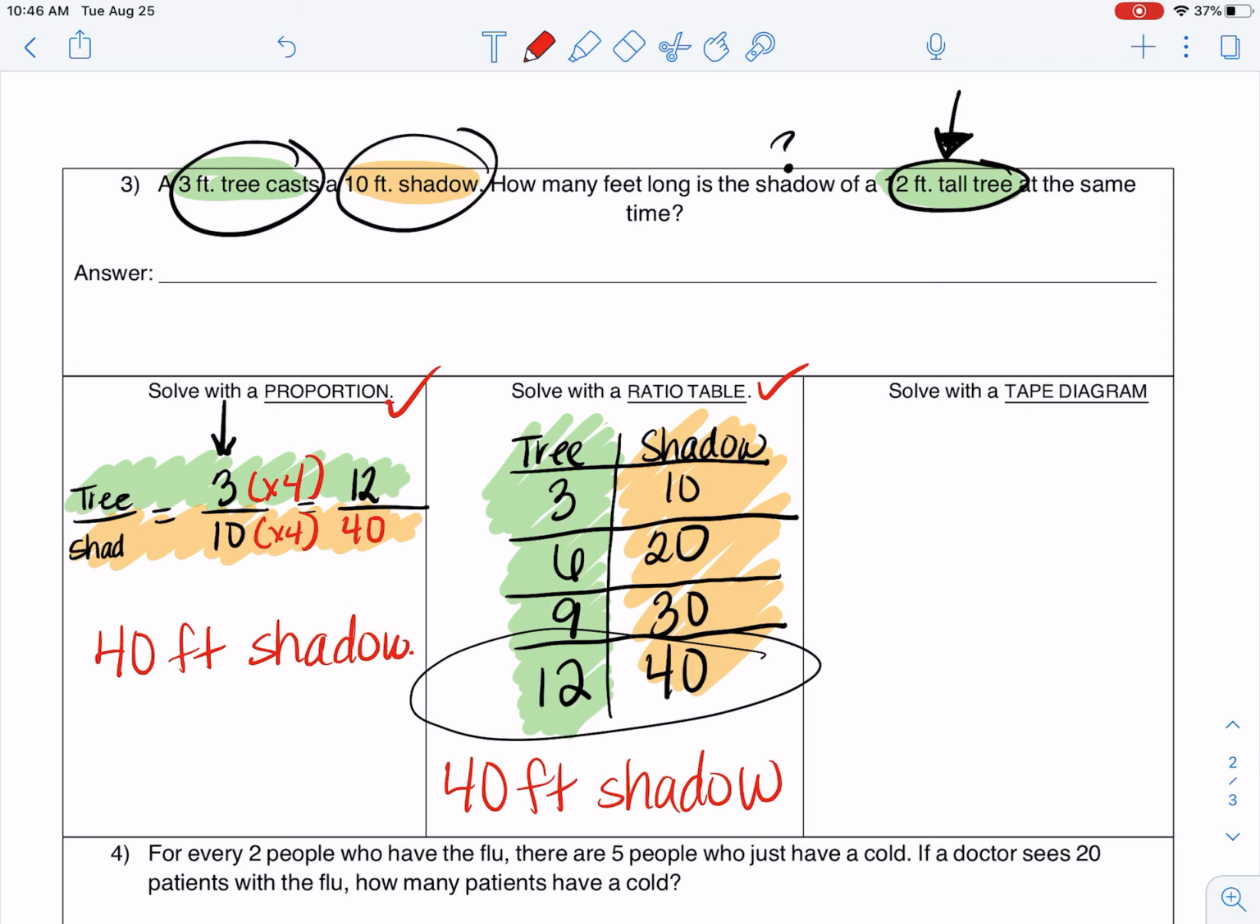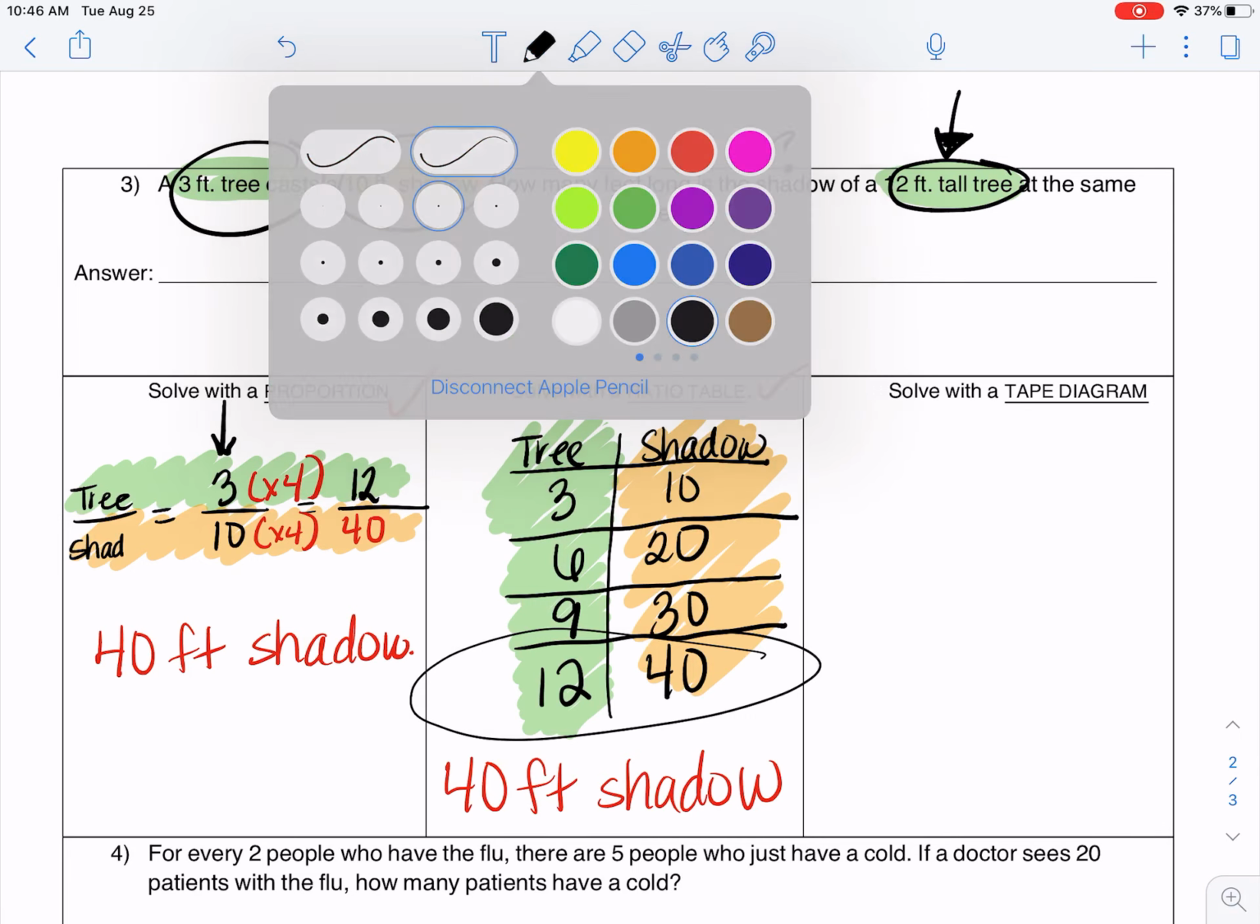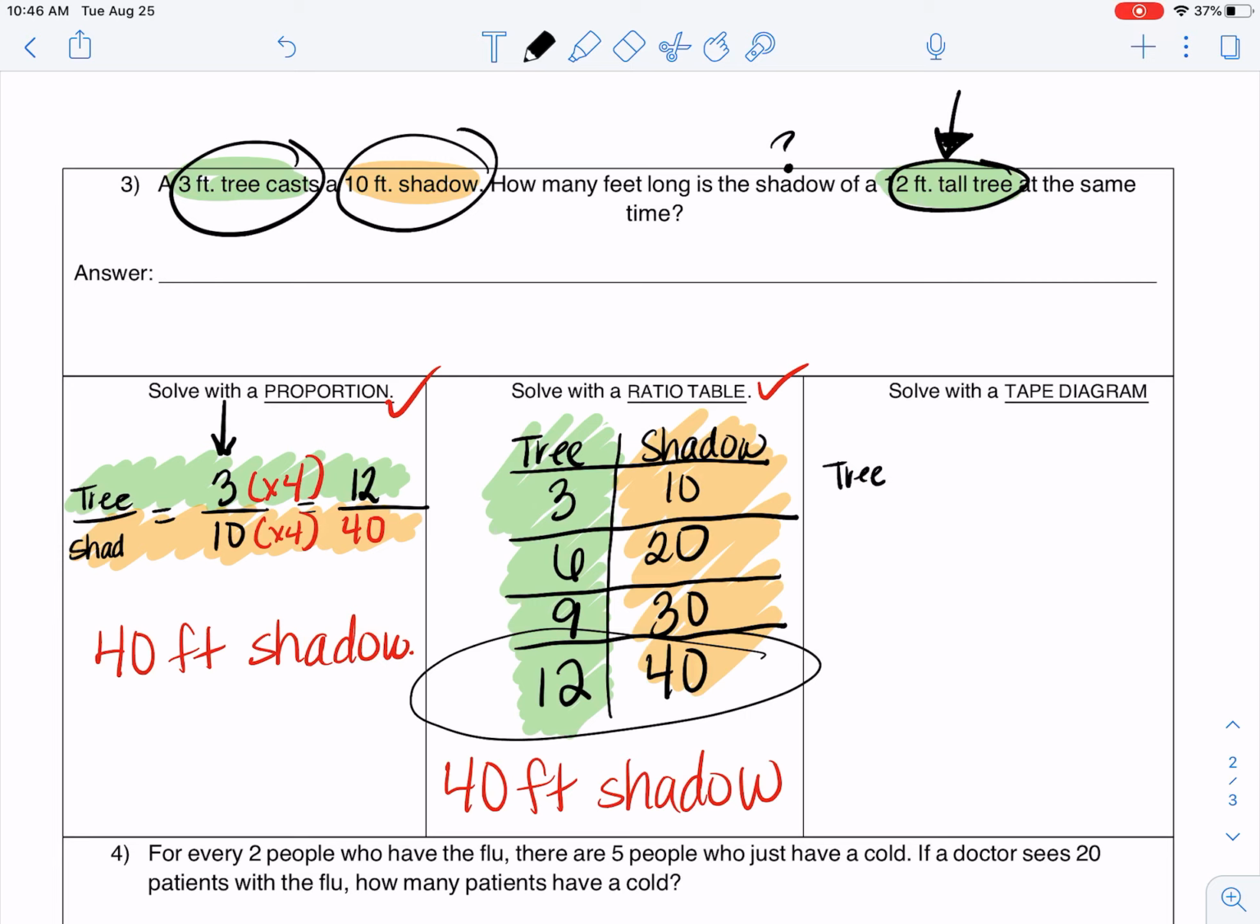Let's see if I get 40 feet for a tape diagram. So again, I'm comparing tree and I'm comparing shadow. I have 3 units for tree and I have 10 units for shadow. Okay, that's 10. Let me double check. 1, 2, 3, 4, 5, 6, 7, 8. Nope, that was not. There you go. Okay, so I have tree. These are my trees. This is my shadow.